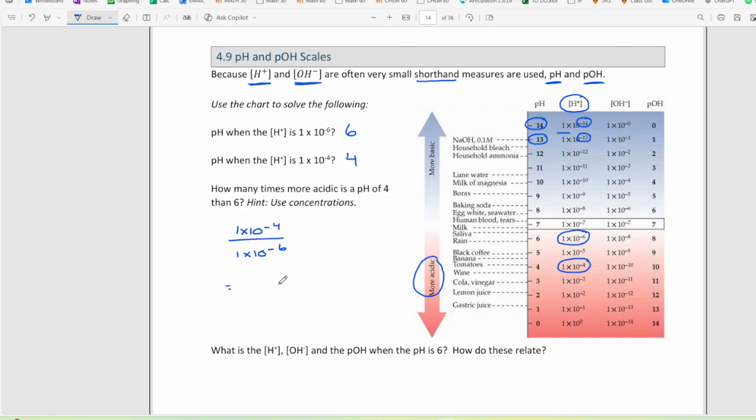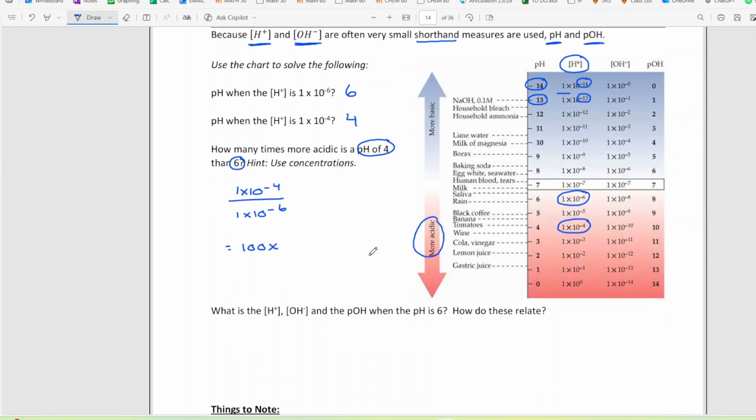So if I take these and I plug them into my calculator, 1 times 10 to the, or 1 exp, or EE, negative 4, divided by 1 times 10 to the negative 6, you get 100 as an answer. A pH of 4 is 100 times more acidic than a pH of 6. And that's just something you'll know. Anything base 10, we use base 10s for earthquakes, right? So an earthquake of a magnitude 4 or 6, actually it's reversed, but anyway, a magnitude 6 earthquake is 100 times stronger than a magnitude 4 earthquake, right?